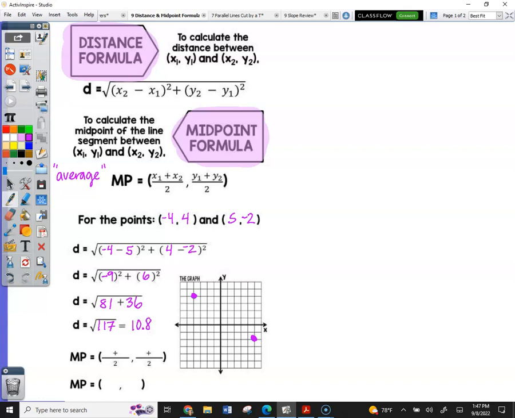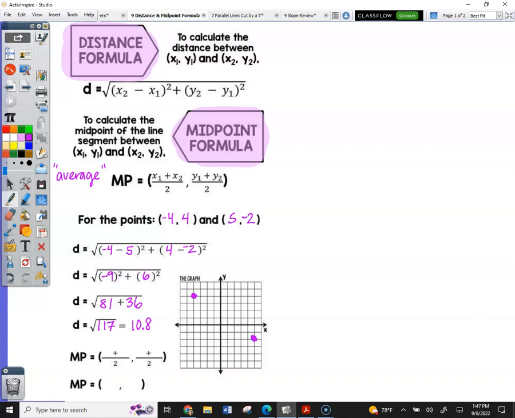Square root. Hit the second button. Second. And then the square. Look above it. You see the square root? Now type 117. 10.8. All right. Now midpoint.